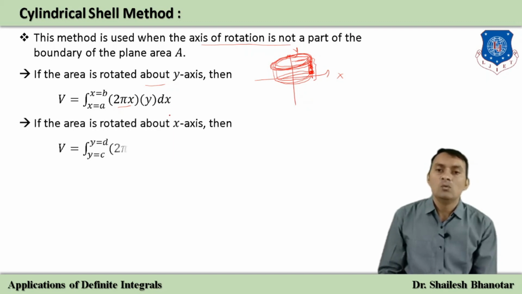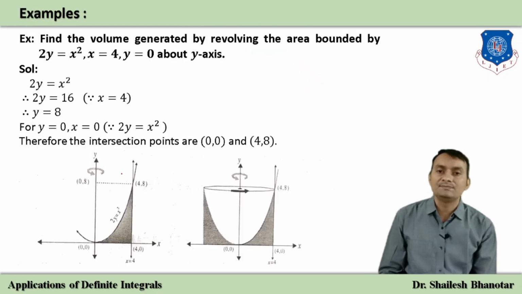And the same, when the area is rotated about the y-axis, it will be the integration from y equals c to d of 2 pi y into x dy. You can understand this is our width, this is the height, and this is the circumference. We will keep that in mind whenever we use the cylindrical cell method.